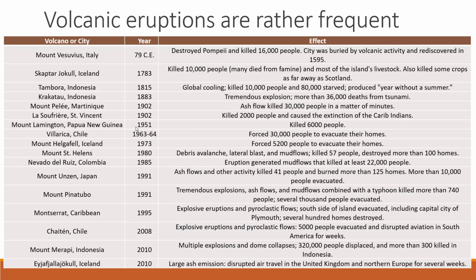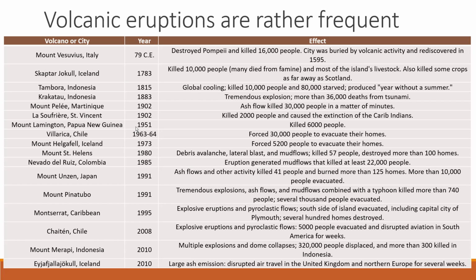Volcanic eruptions happen rather frequently. Here are some rather famous ones. Mount Vesuvius destroyed Pompeii and Herculaneum. Tambora in 1815 caused global cooling. 10,000 people were killed by the volcano, but an additional 80,000 starved. It produced the year without a summer. Krakatoa was a tremendous explosion, with more than 36,000 deaths from a tsunami.